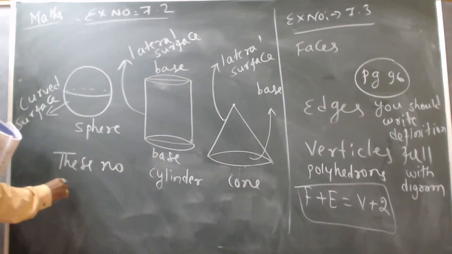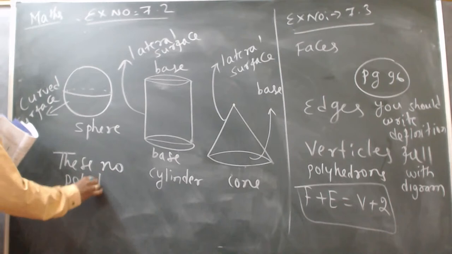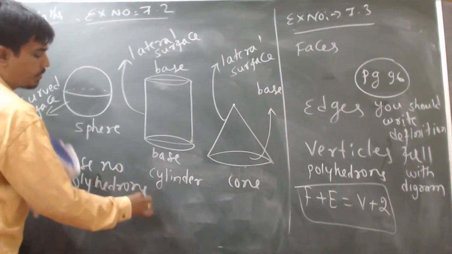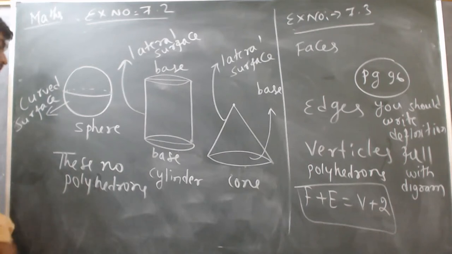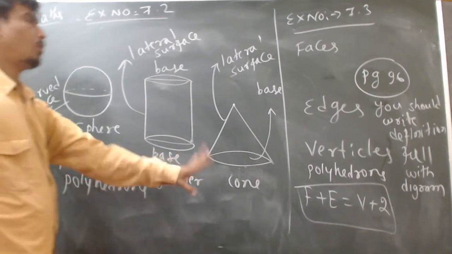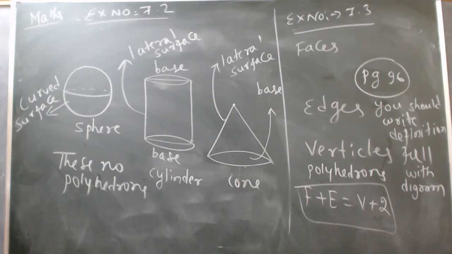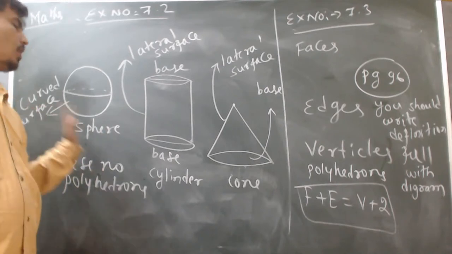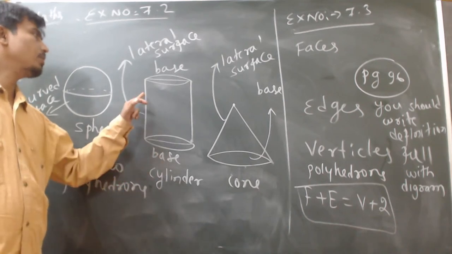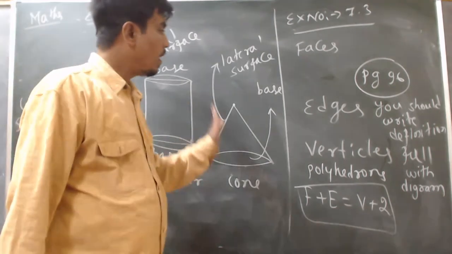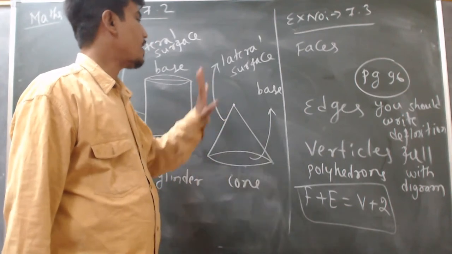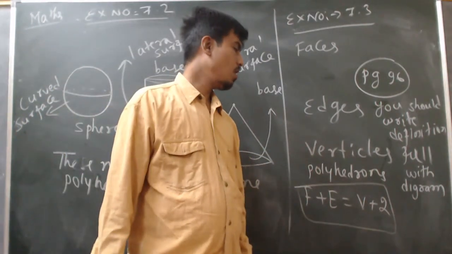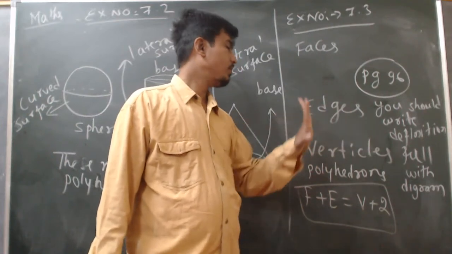So these are some properties which I made you know, that these are not polyhedrons. Which are those three that we can say are not polyhedrons? They are sphere, cylinder, cone. Why is a sphere not called a polyhedron? It has a curved surface. Why is a cylinder not called a polyhedron? It has two bases and a lateral surface. Why can a cone not be called a polyhedron? It has a lateral surface and a base. Even these diagrams have all these, but a polyhedron should have edges, faces and vertices.